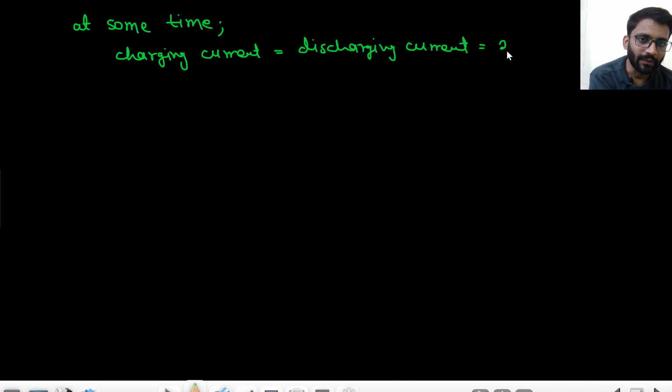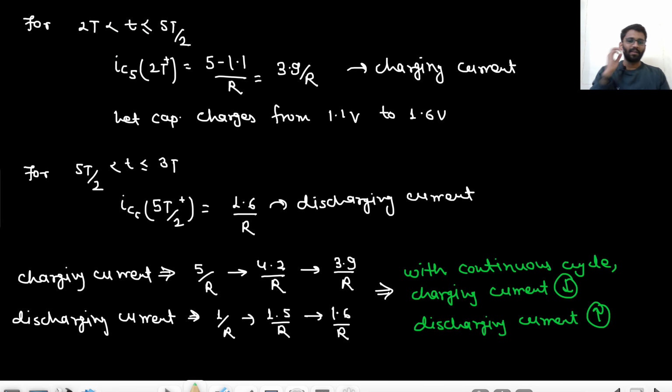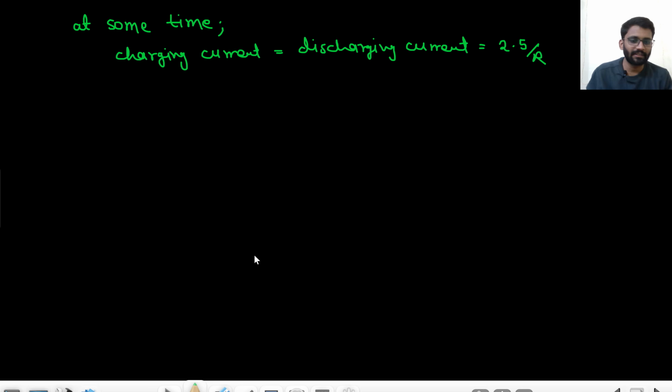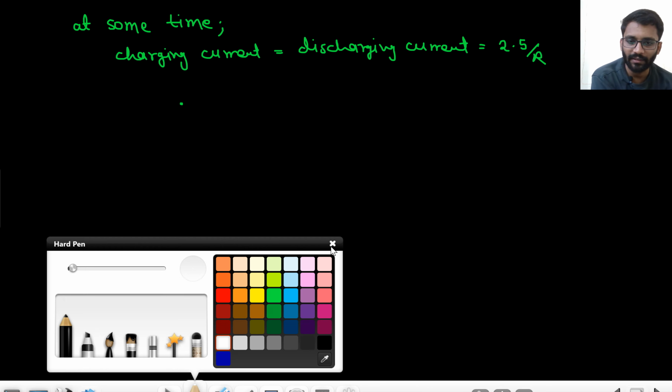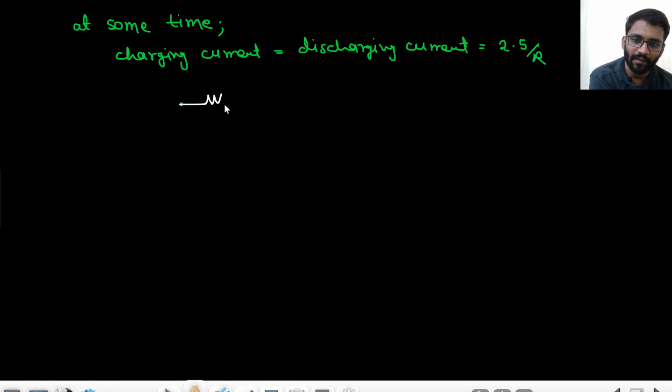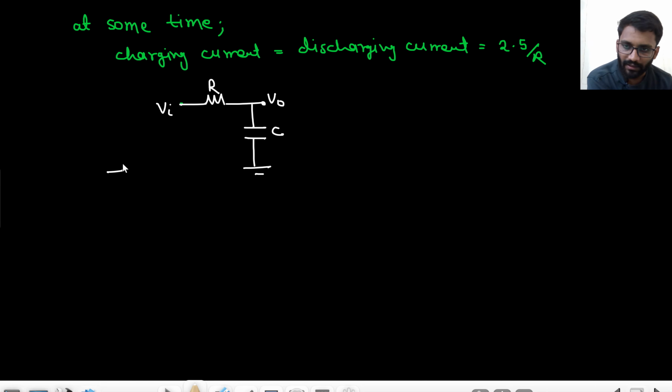So what will be that value? That value will be 2.5 by R. Are you getting my point? When your capacitor is charged to 2.5 volt, let's just assume this is our circuit. This is RC. Same input is there. First it is 2.5.